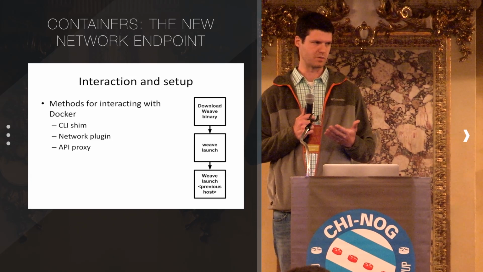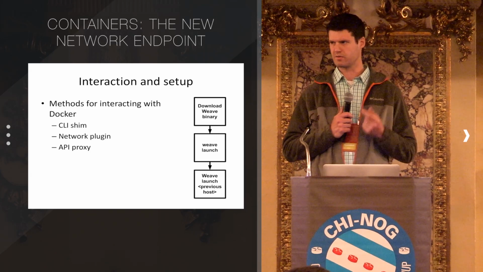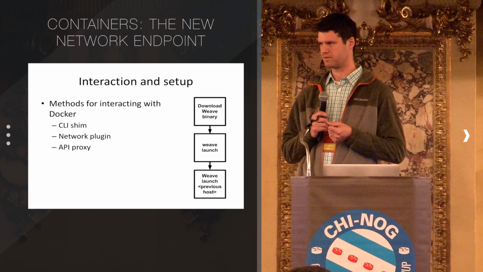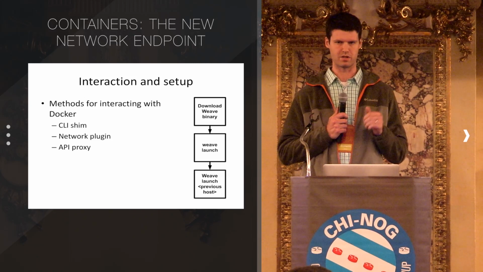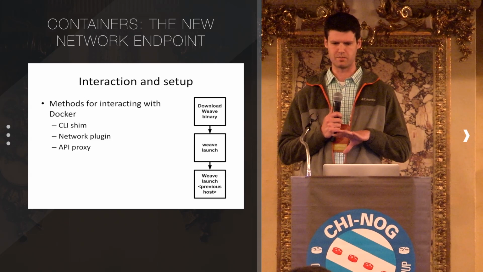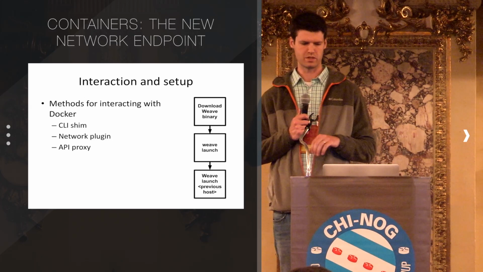So the setup is much easier. We download the Weave binary. On the first host, we say Weave launch. And on every subsequent host, we just say Weave launch and specify an IP of an existing host. Doesn't have to be any specific one. You can go in any order you want. And Weave will do all the math to figure out the other peers and form a full mesh between all of them. So it's pretty simple in that respect.